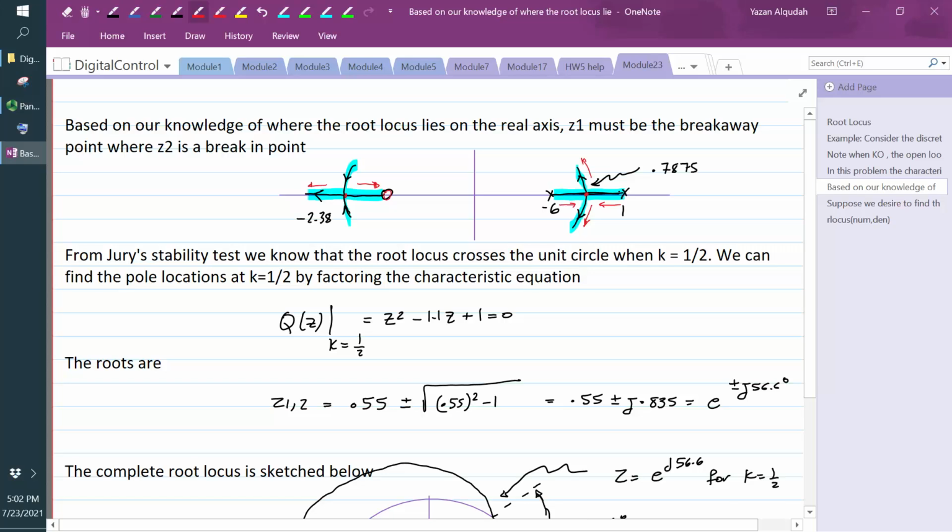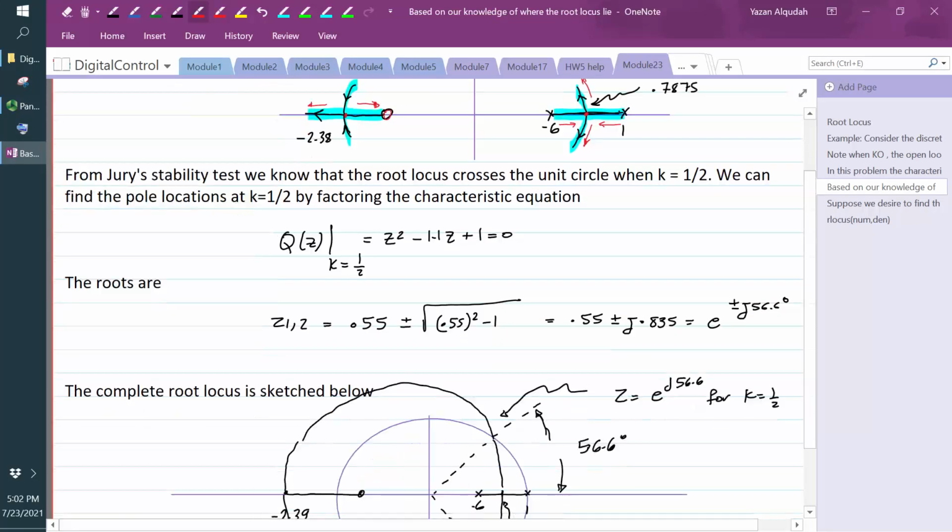Okay. Now also, we can use the Jury stability test that we got to determine the location at which the root locus is going to cross the unit circle. Now remember, this is a discrete time system, so the stability is determined by crossing the unit circle. Unlike the continuous time system where we cross the j omega axis, here we cross the unit circle. So therefore, we know that when k is greater than 1/2, the system is going to become unstable. So therefore, we can calculate the roots when k is equal to 1/2.